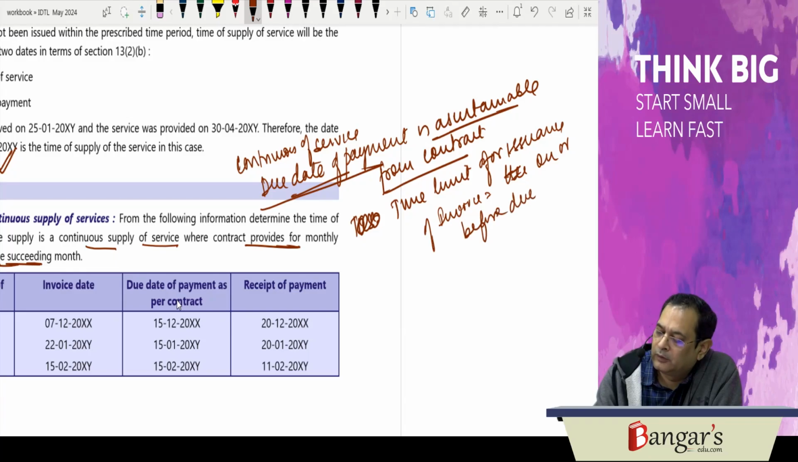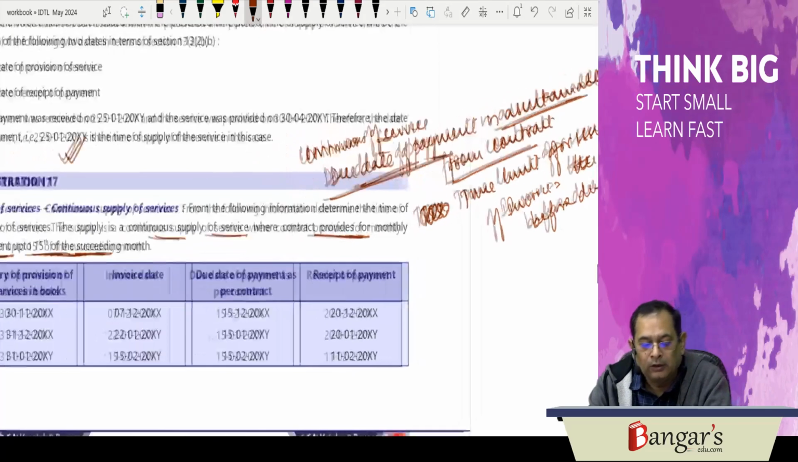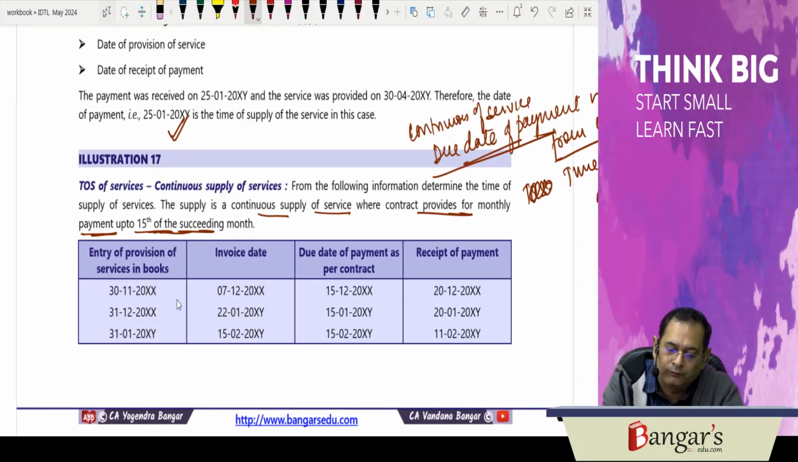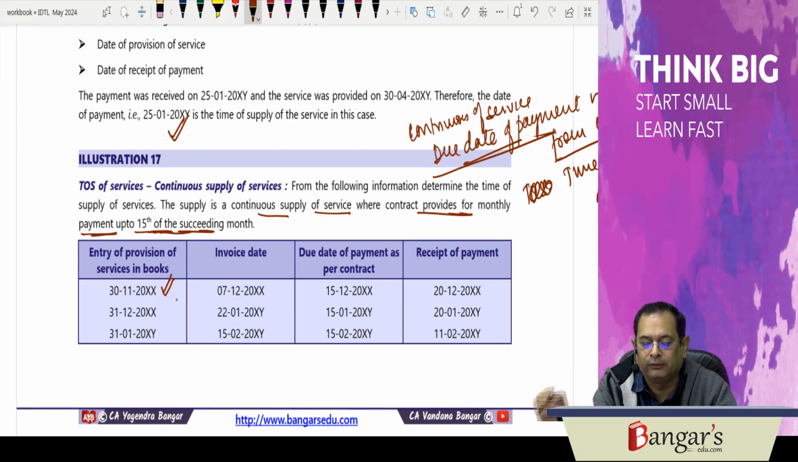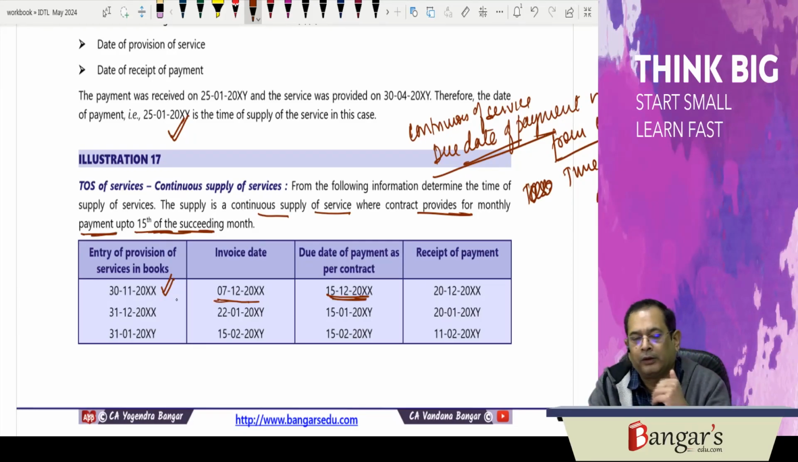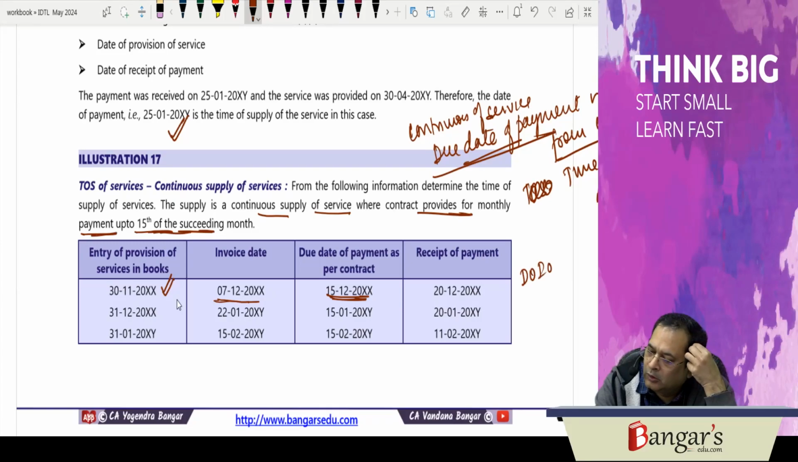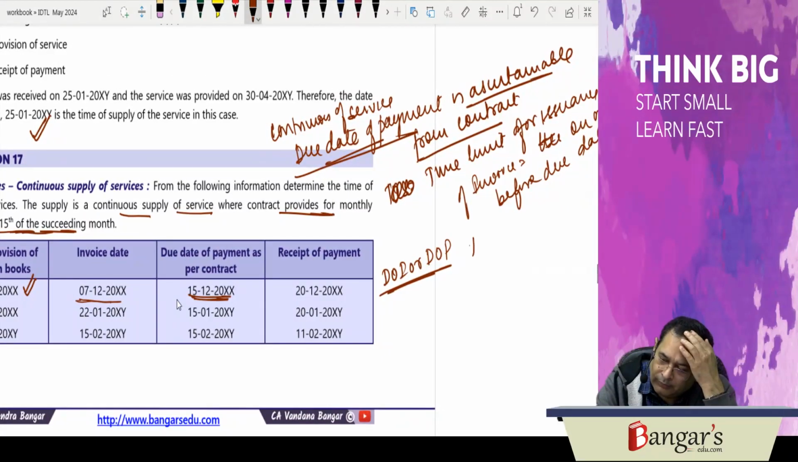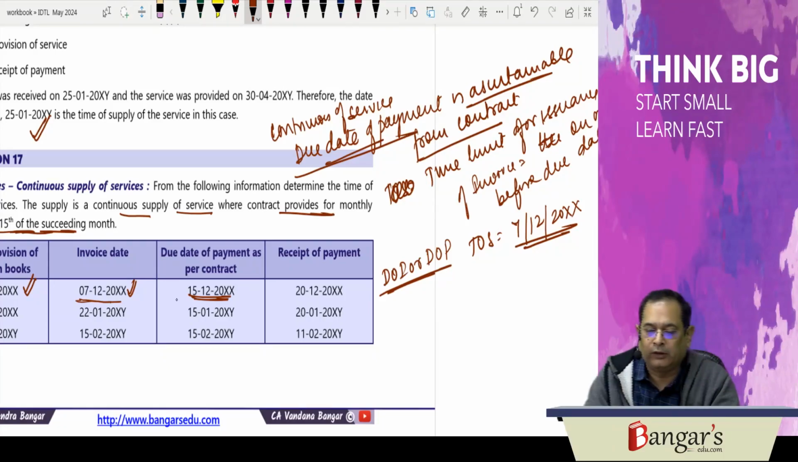Due date. So let us see. Now here, the date of provision of service in the books of accounts is 30/11. Invoice date is 7/12. Due date as per the payment contract is 15/12. Since the invoice has been issued on or before the due date, time of supply will be what? Date of invoice or date of payment, whichever is earlier. So in this case, time of supply will be 7/12. In the first case, it will be 7/12.